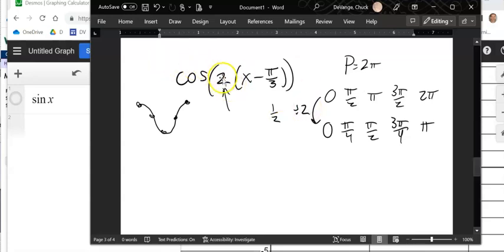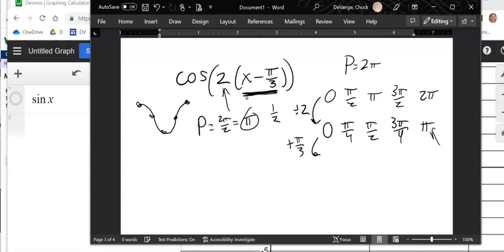So notice that's just this, speeding it up. Now notice my period for this shape is 2 pi over 2, which is pi. It repeats itself every pi. Now the next thing I'm going to do is that shift. We know that's going to shift it right pi over 3. So basically, I'm going to add pi over 3 to all those. So 0 plus pi over 3 is pi over 3.